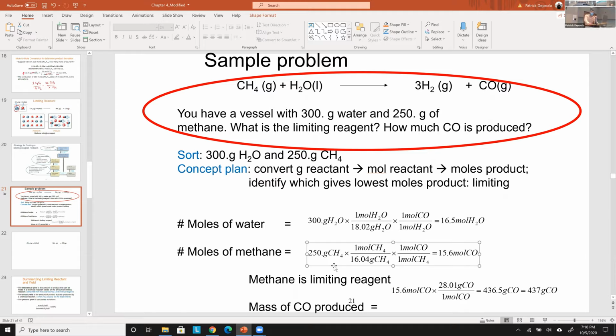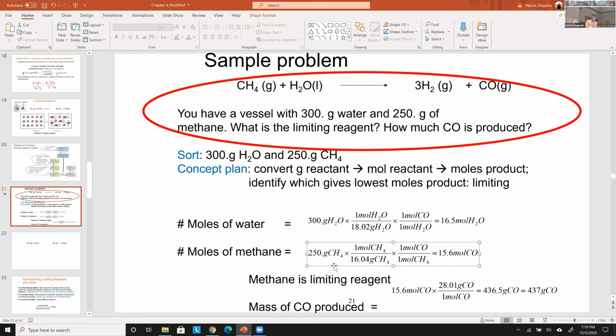We can also figure out, a good question would be, how much of the excess is remaining when the reaction is completed. We can look at the amount of both reactants and see what ratio they're in. And they happen to be also in a 1-to-1 ratio, because this is an easy problem. Now, them being 1-to-1, when methane's done, it uses 15.6 moles, all of it. Same thing for H2O.